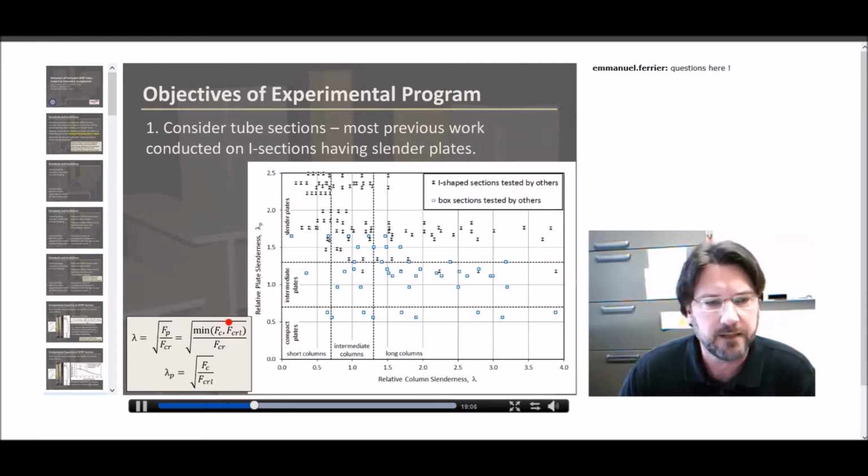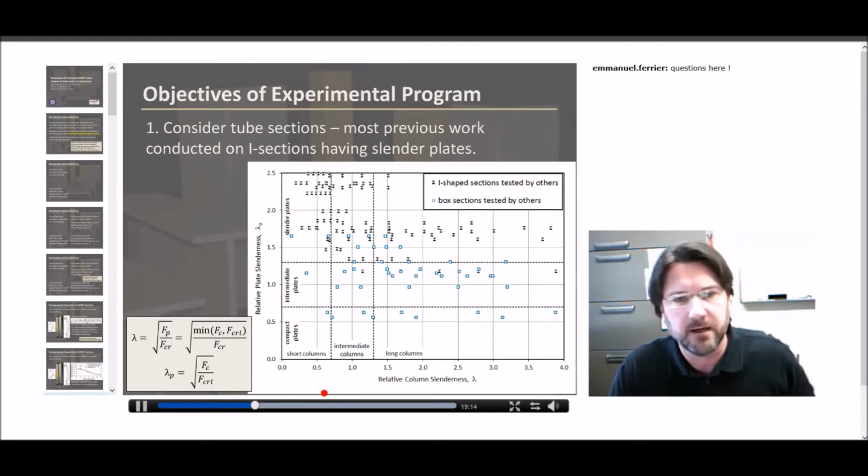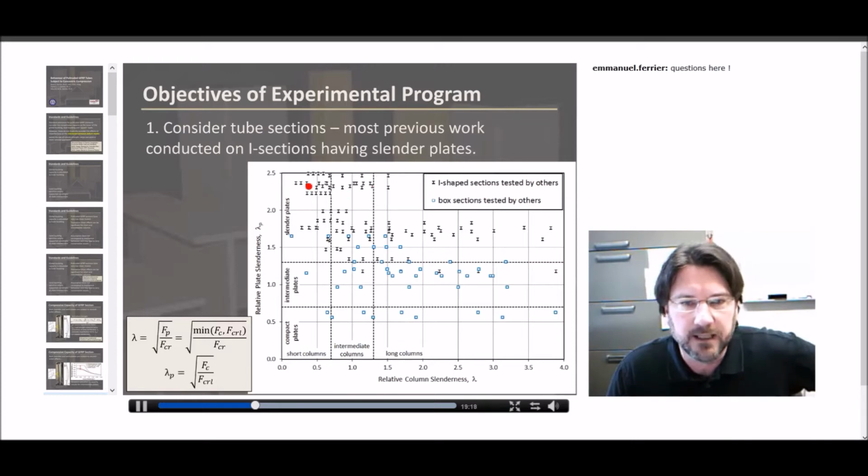And the definitions of the slenderness there, in terms of the plate and the columns, are given on the left. So what we have here is a mapping of a lot of the current work that's out there. The little I shapes are, of course, compression tests of I-shaped columns. And we see that I-shapes tend to have relatively slender plates, in some cases very slender plates, as we're going up here to the top.